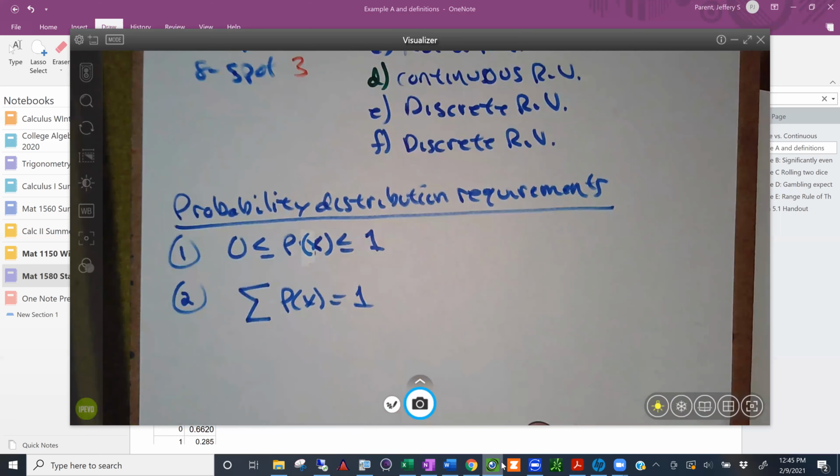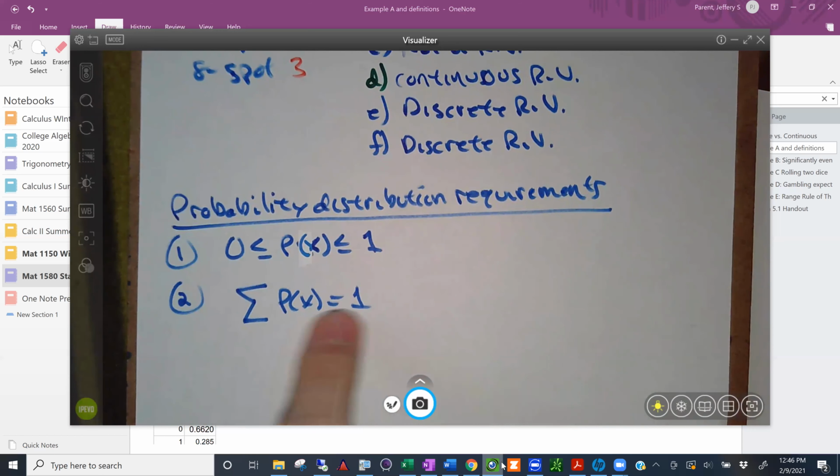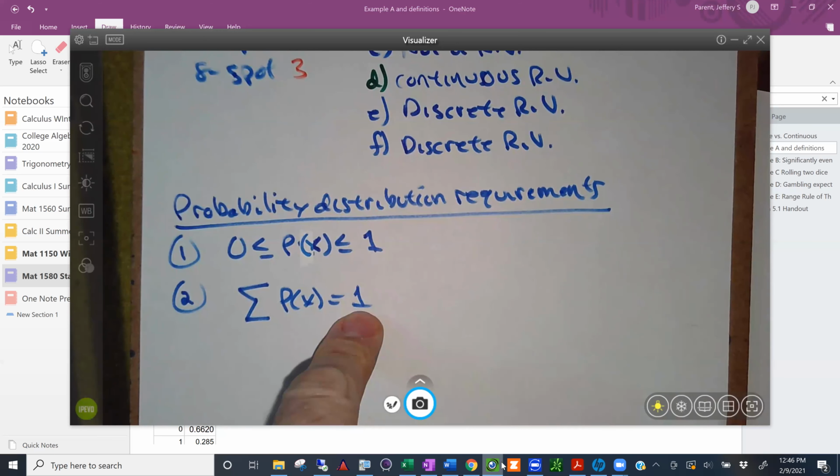What's that saying? The sum of all probabilities should equal 1. Excellent. Thank you, Don. The sum of all the probabilities has to equal 1. Something's going to happen, and when you add up all the possibilities, that has to be 1. So, well done.